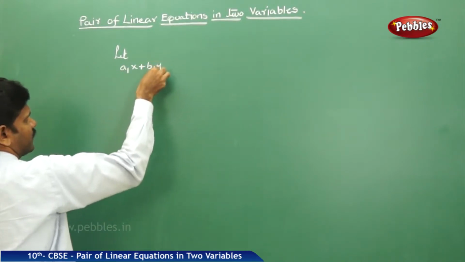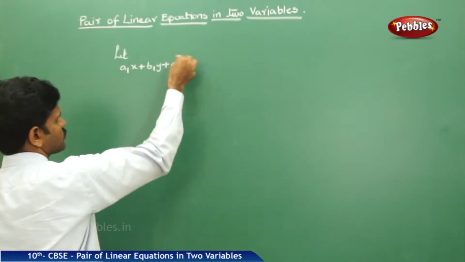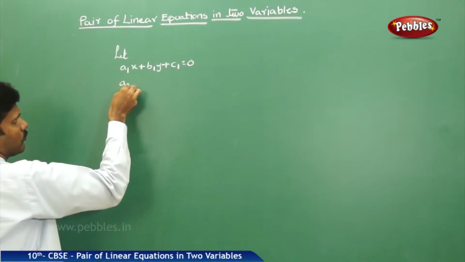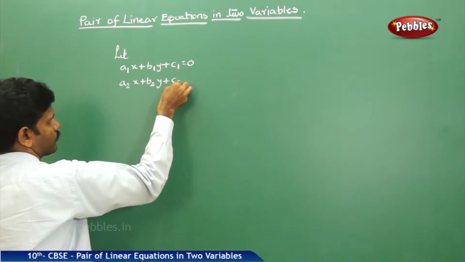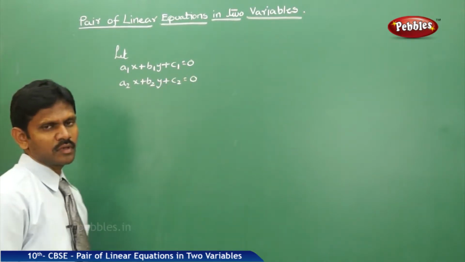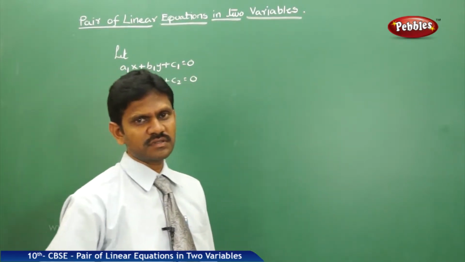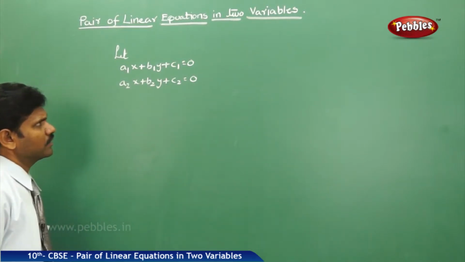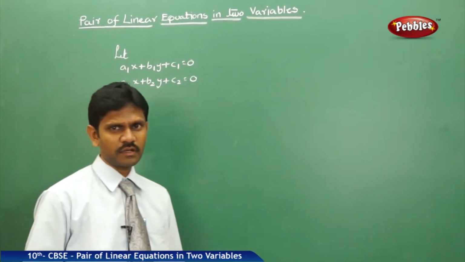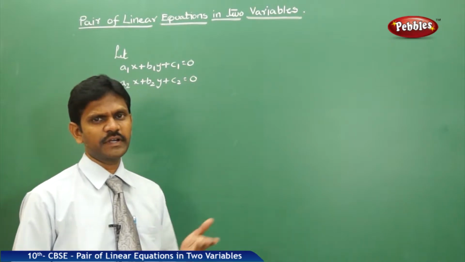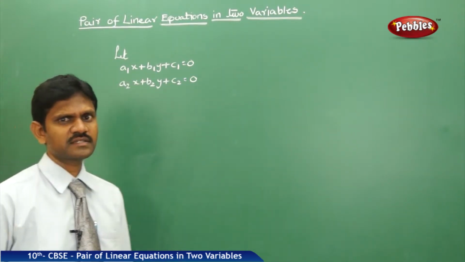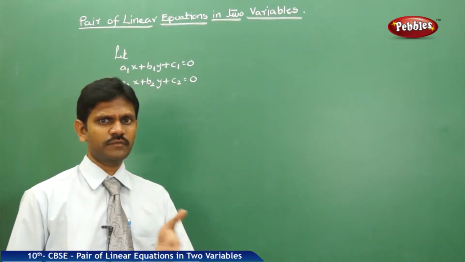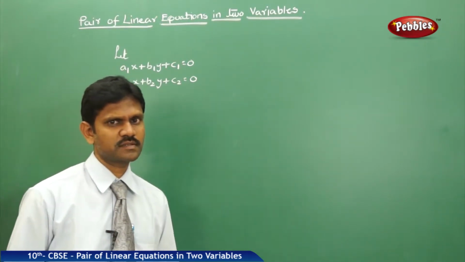Let a1x plus b1y plus c1 is equal to 0, a2x plus b2y plus c2 is equal to 0 be two linear equations. Then immediately three different cases can arise here. What are the three different cases? These three cases are distinct, that is, one is different from the other, that means possibility cases.